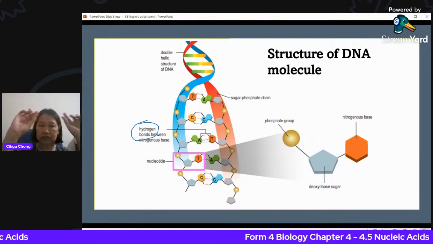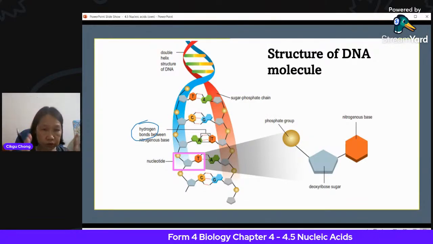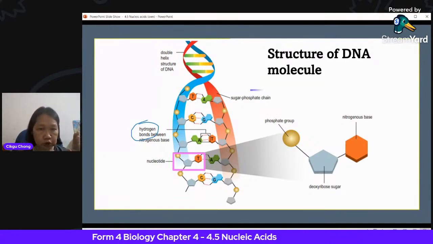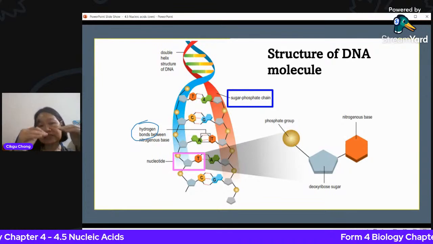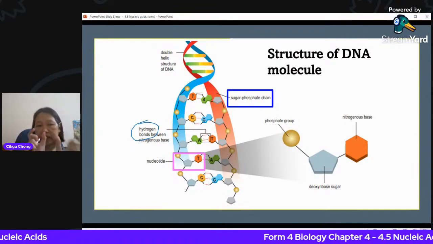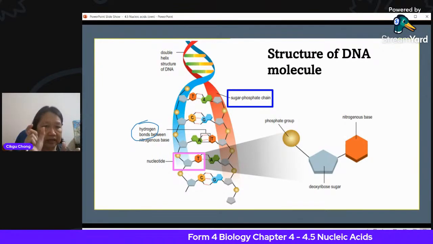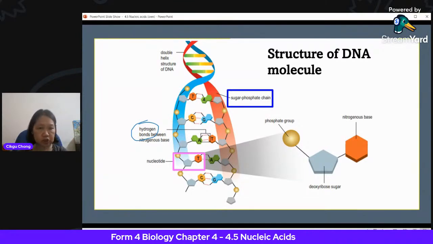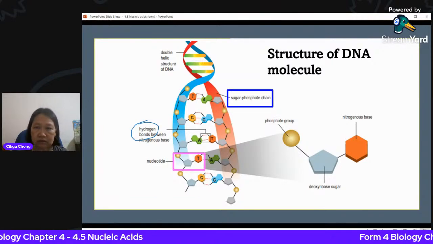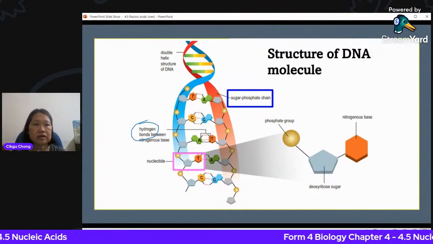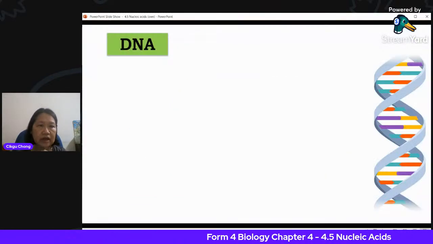So the outside here will be the two polynucleotides, which is the backbone, the sugar phosphate chain. This is for DNA, right? And then the inside, facing each other, will be the nitrogenous bases. It's always A and T or C and G for your DNA. Okay, clear? So this is, I think, from your textbook. Now next one.